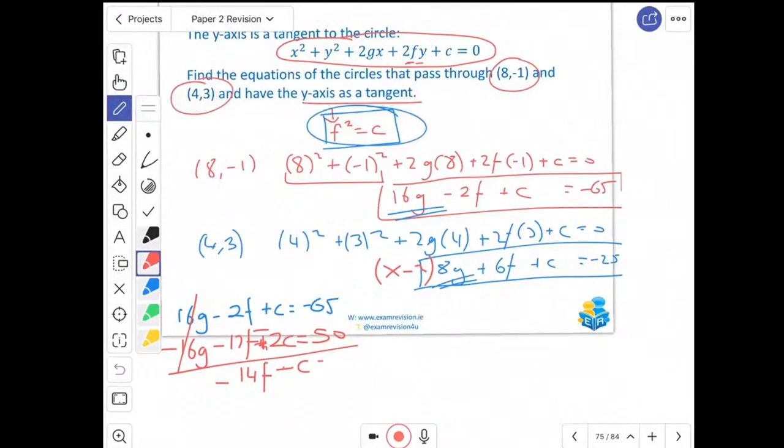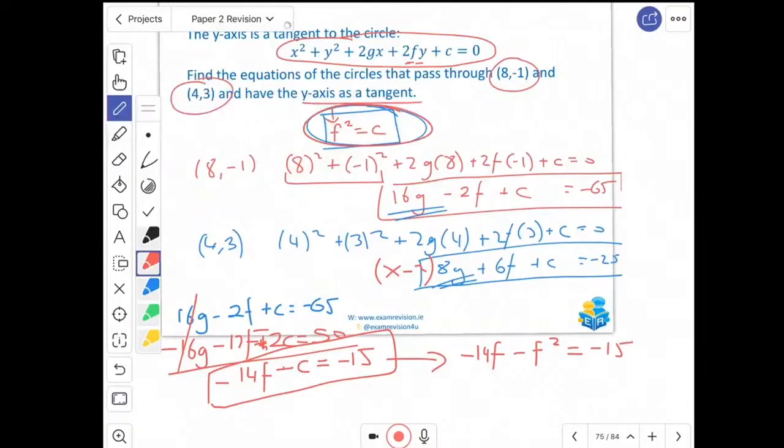So now I have this formula that has two unknowns, and I've got two equations with those two unknowns, because look, I also had c is equals to f squared. So why don't I go and substitute in f squared? So I have minus 14f minus f squared is equals to minus 15. So if I change these all to positives, it's going to be f squared plus 14f minus 15 equals 0.